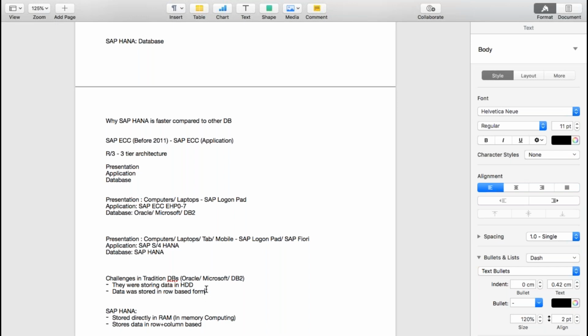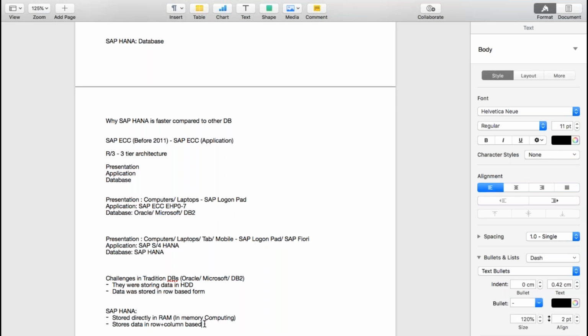That is the reason we are getting speed with the SAP HANA database. The major thing giving us speed is storing the data in memory, directly in RAM. This is the first starting point through which we are getting speed. And how are the business processes simplified now?